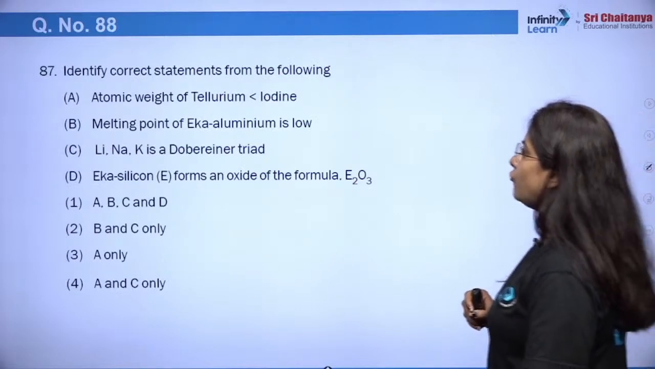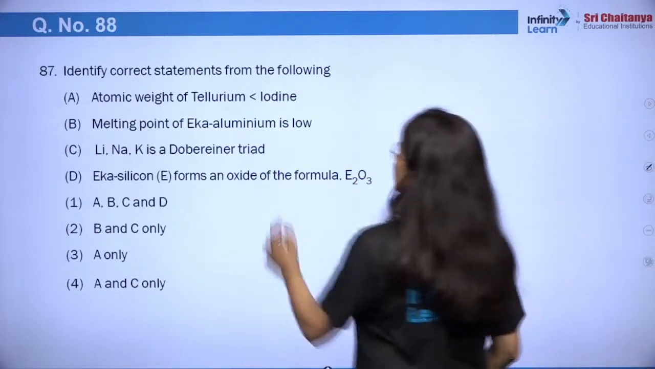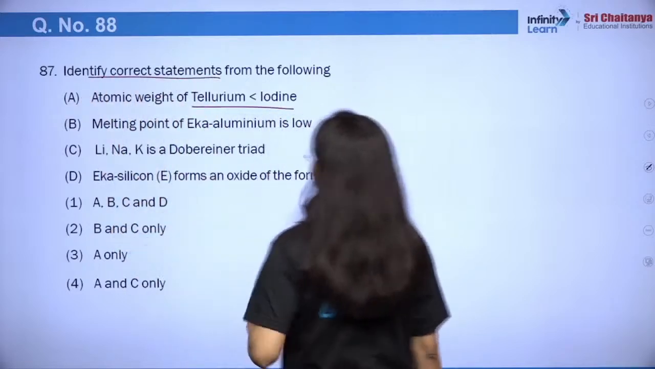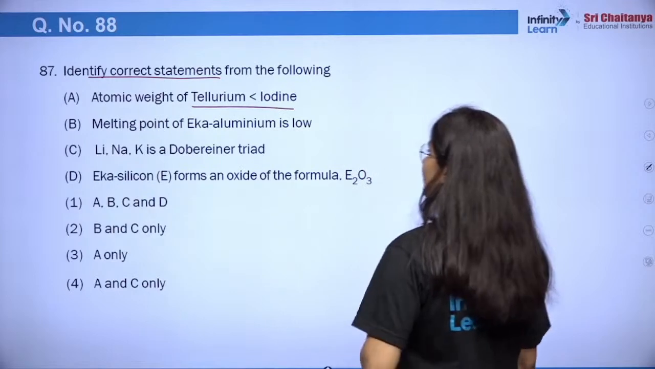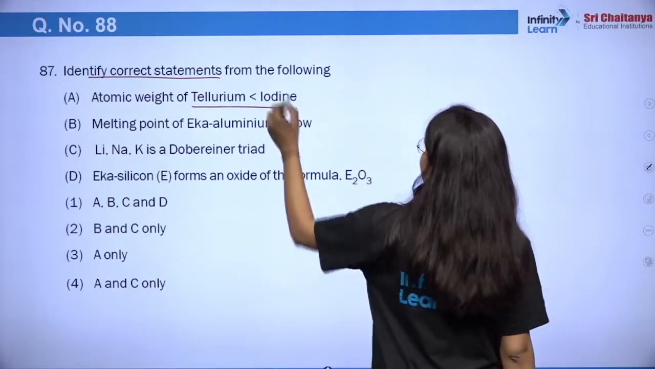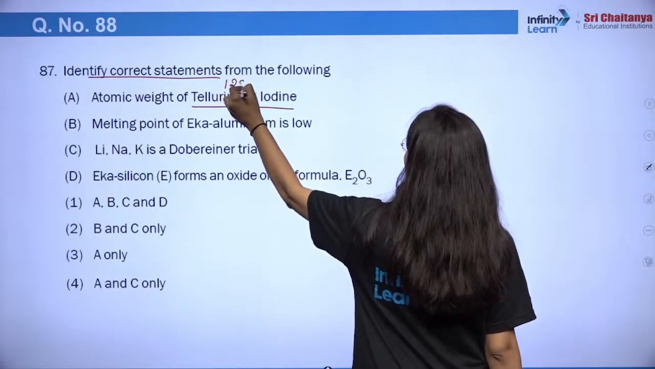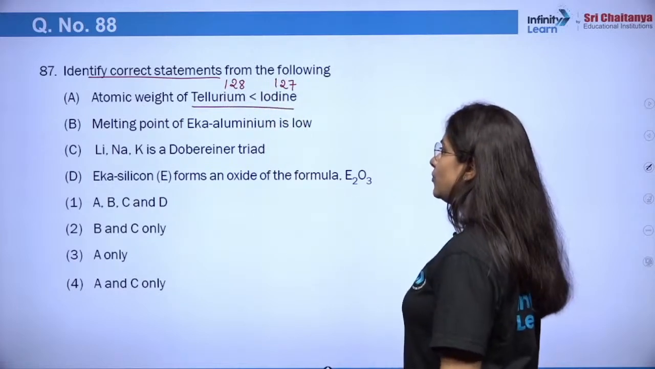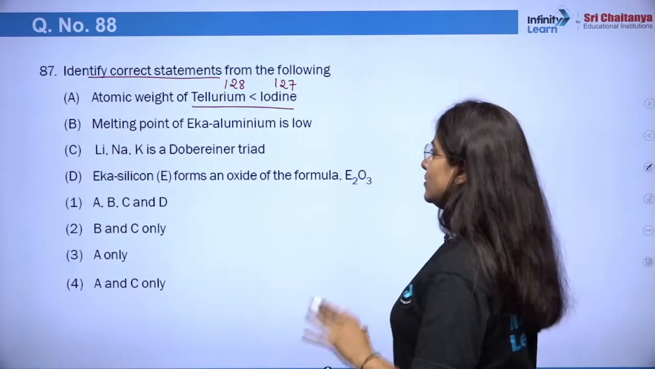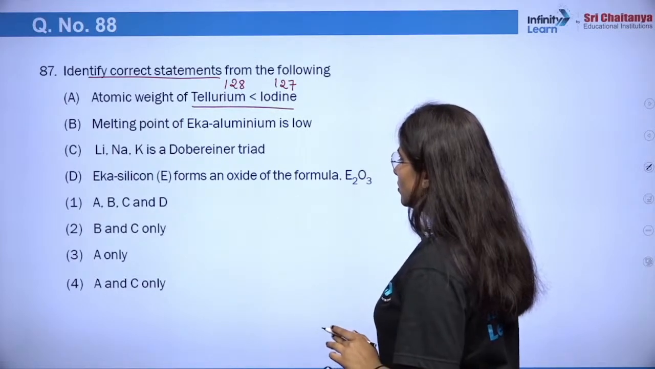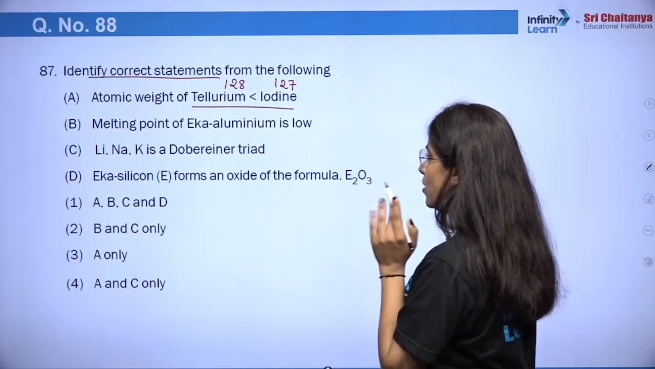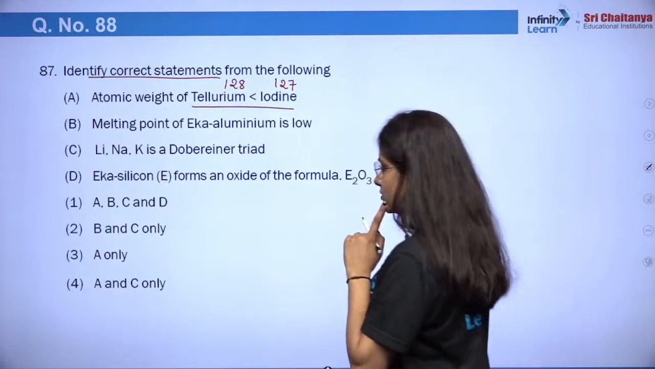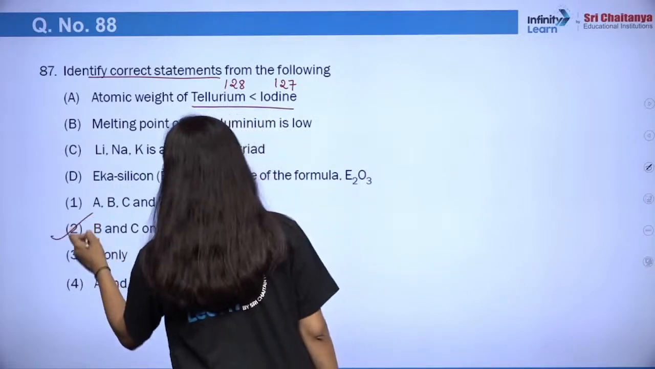Atomic weight of tellurium is less than iodine. So we need to identify the correct statement from the following. Atomic weight of tellurium is less than iodine. No, atomic weight for tellurium is 128 and iodine is 127. So this is not the correct option. This is incorrect. So A is incorrect now. So now check the options. A जिसमें भी होगा, it will not be our answer. So answer is this one, direct answer आ गया.